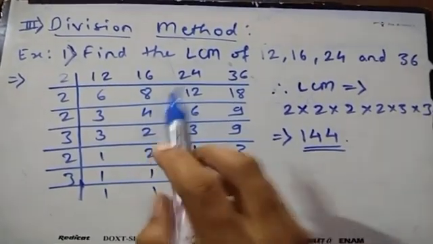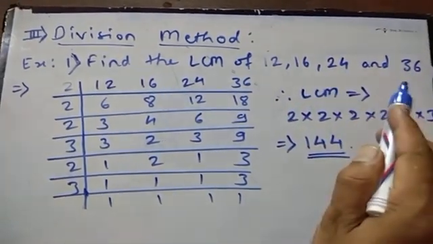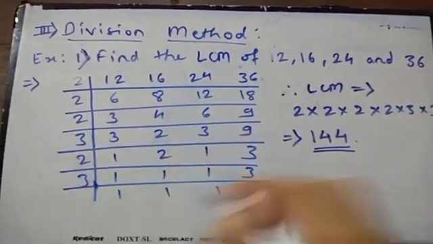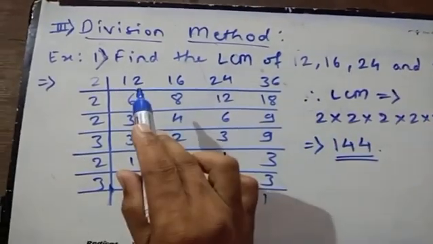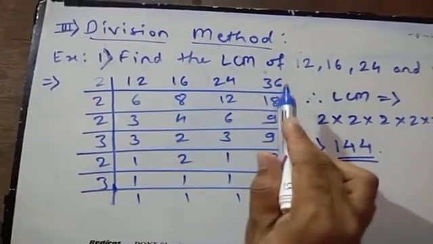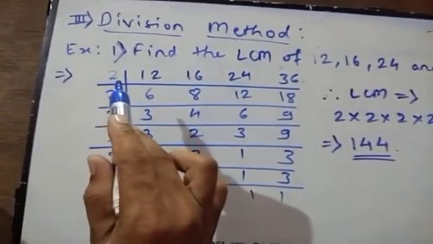Now the next method is division method. Here we will take another example. Find the LCM of 12, 16, 24 and 36. By using this method, in this way we can find out LCM. How? First write down all the numbers in this way, 12, 16, 24 and 36, and divide all the numbers by a common prime factor.